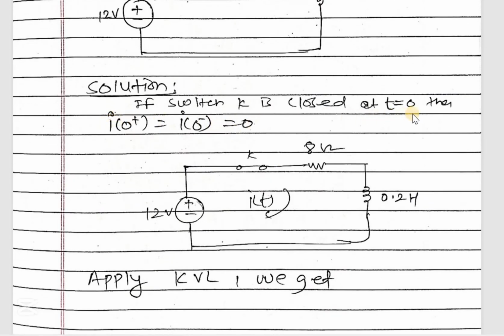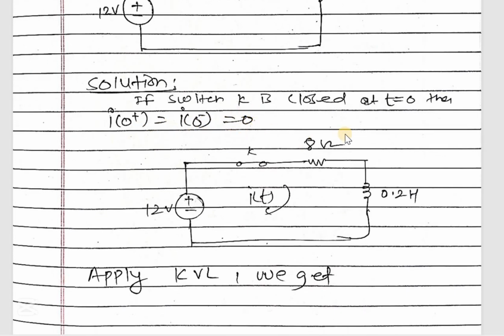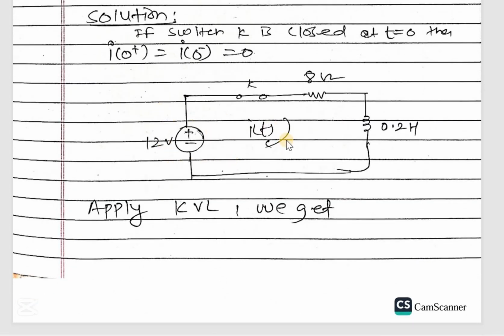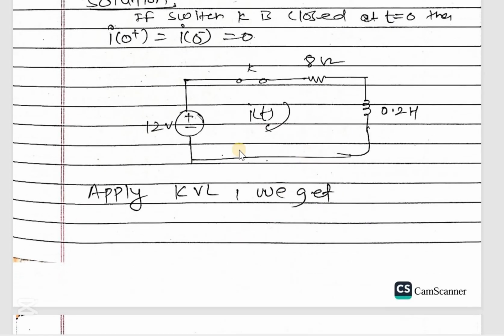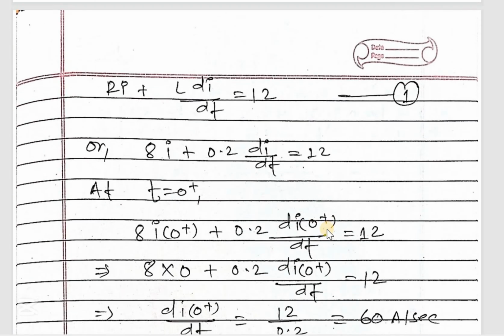Solution: if switch K is closed at t equal to 0, then i(0 plus) equals i(0 minus) equals 0. The value of current is 0. Then the switch is closed, and applying KVL in this circuit, we get the KVL equation: Ri plus L di upon dt equal to 12. This is the value of V. So the value of R is 8 and the value of L is 0.2.